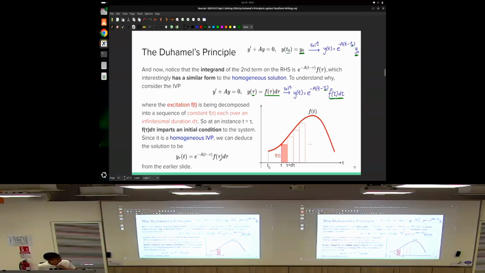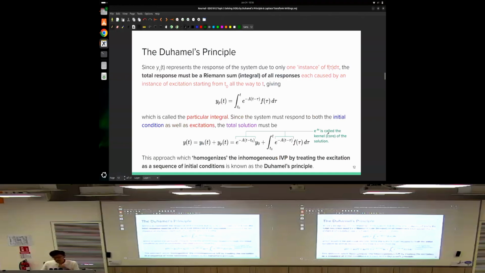Now, is f of t just this one impulse? No. The f of t is comprised of many, many impulses, because you can treat it as this times this, then this times this, this times this. So it's treated as a continuous series of impulses. Therefore, what is the total solution? This one is only one impulse. If you have many impulses, you must sum up the response to all impulses. So therefore, it's an integration.